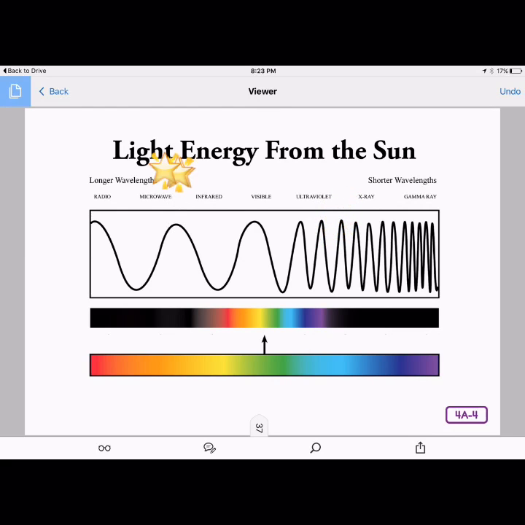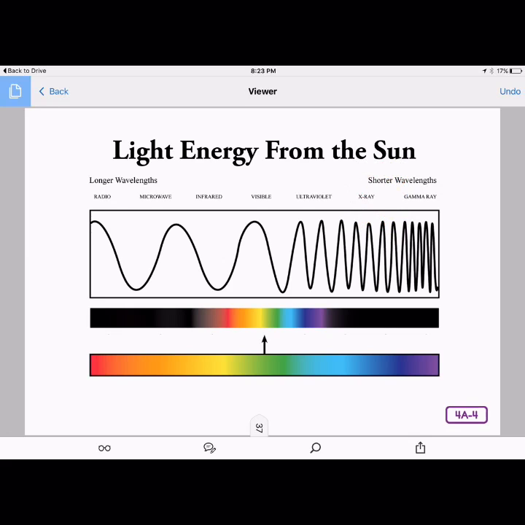Do you see the place where it says microwave wavelengths and X-ray wavelengths? Can you tell me which type of invisible light has a longer wavelength? Microwave or X-ray? If you said microwave, you're right. Let's get back to the story.